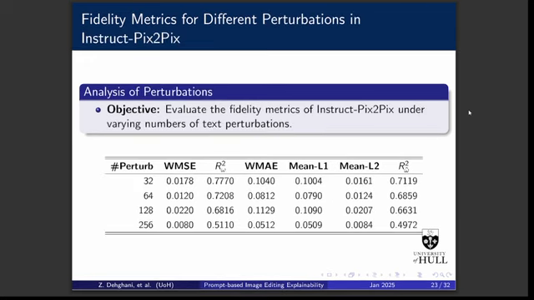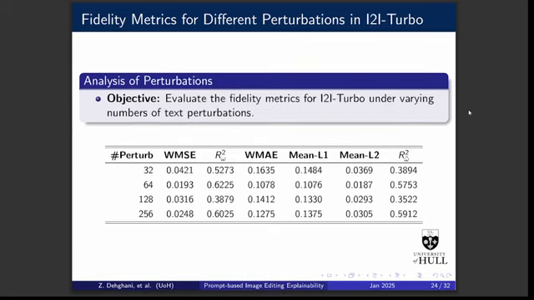Next, we compute fidelity for different numbers of perturbations, focusing first on Instruct Pix2Pix and then Img2Img-Turbo. This analysis allows us to observe how fidelity varies as we increase the number of perturbations, providing deeper insights into the consistency and reliability of these models under different metrics, such as weighted MSE and weighted R-square.